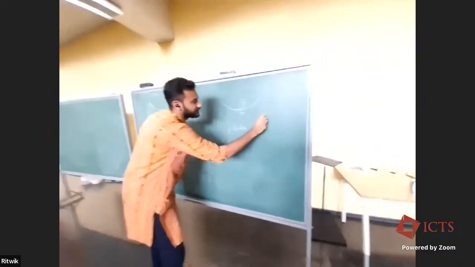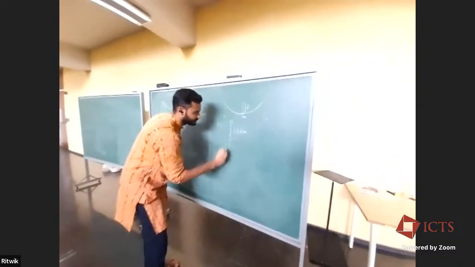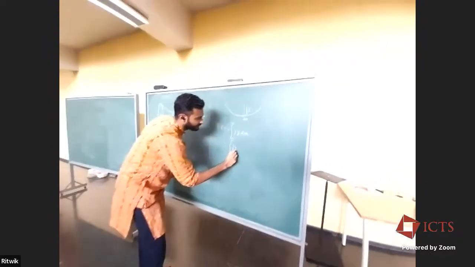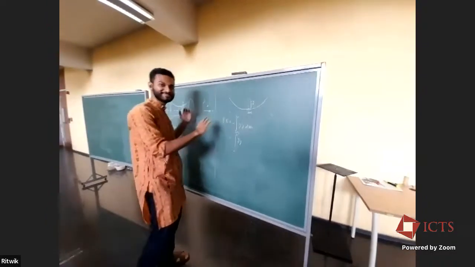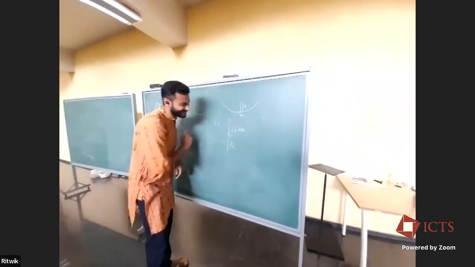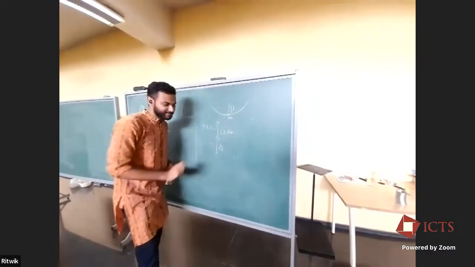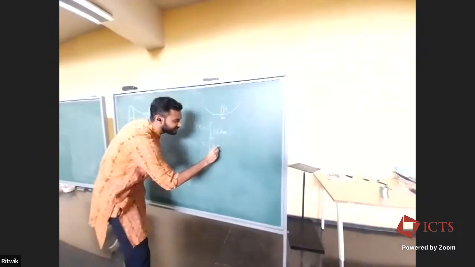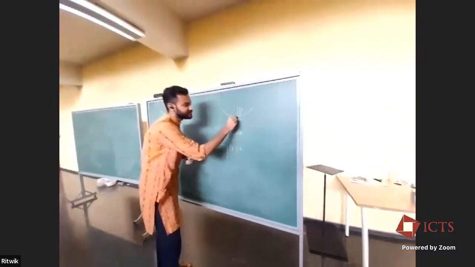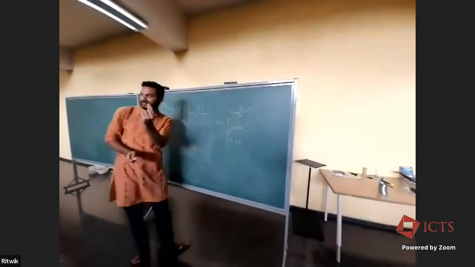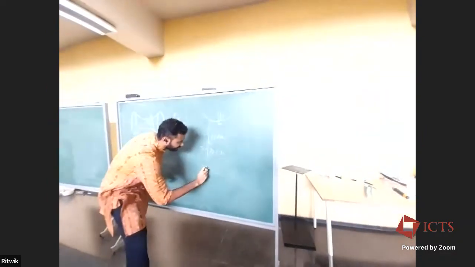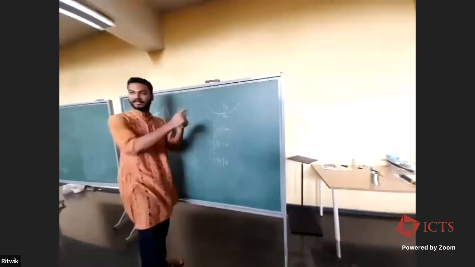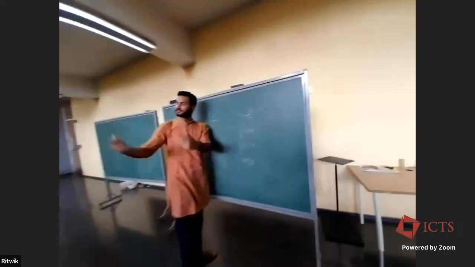Again, the integral from 0 to x naught. Ultimately it will not matter because there is only this term. And what is dm? If the mass per unit length is lambda, then dm is lambda times ds. What is ds? ds is this very small arc length. Again I write this ds in terms of x and y, that is again the square root of dx squared plus dy squared.